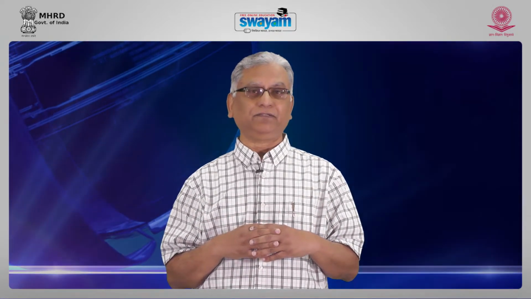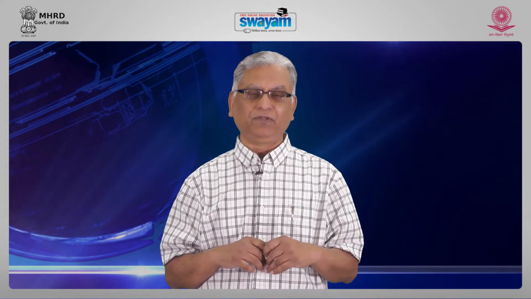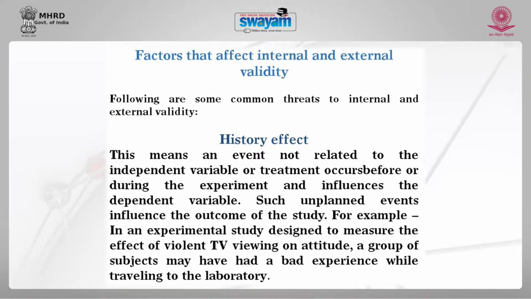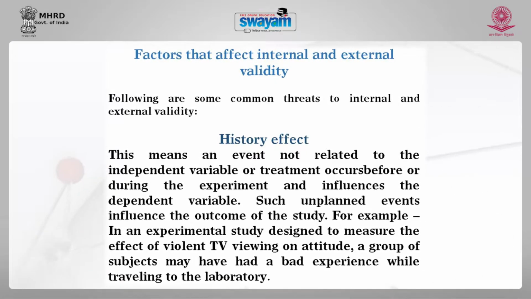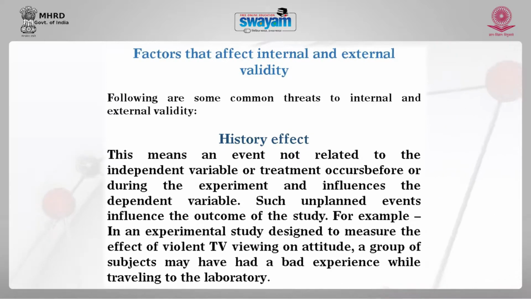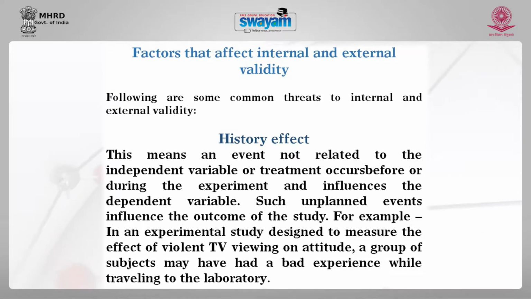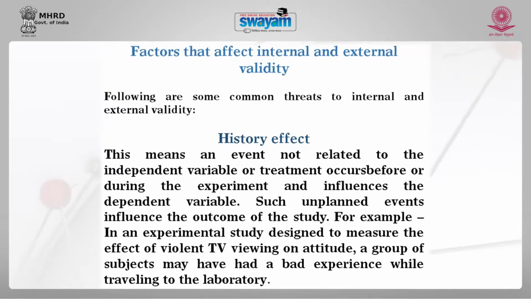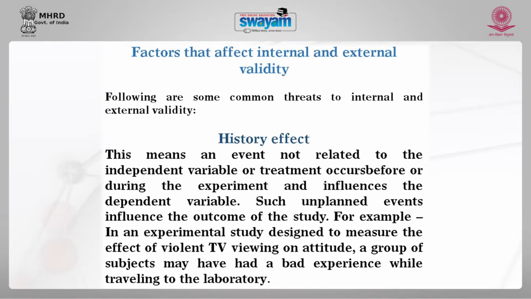Now, what are the factors that affect internal and external validity? Following are some common threats to internal and external validity. The first is history effect. It basically means that an event not related to the independent variable or treatment occurs before or during the experiment and influences the dependent variable. Such unplanned events influence the outcome of the study.